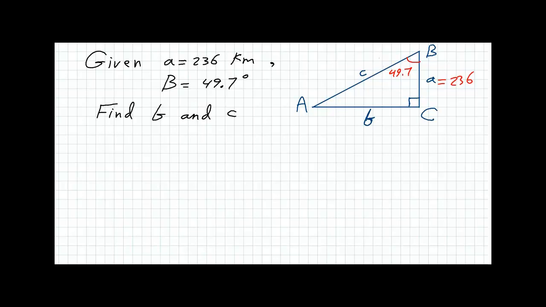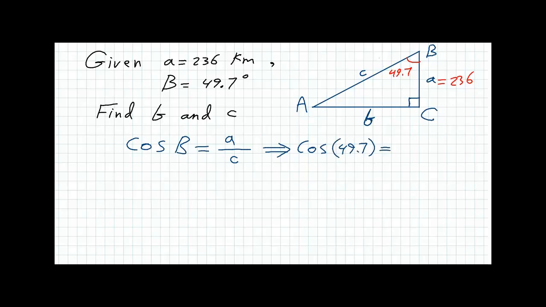Now it depends on which side we want to find first, c or b. Thinking of finding c, what is the ratio that combines side c and side a for angle B? With respect to angle B, we have a, which is the adjacent, and we want to find c, which is the hypotenuse. Adjacent with hypotenuse leads us to the cosine of angle B. This equals the adjacent, which is a, over c. So cosine 49.7 is equal to 236 over c.